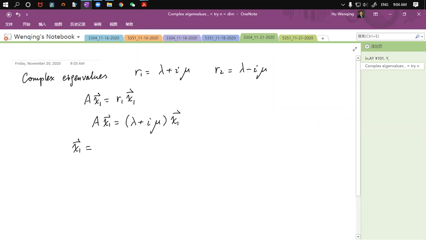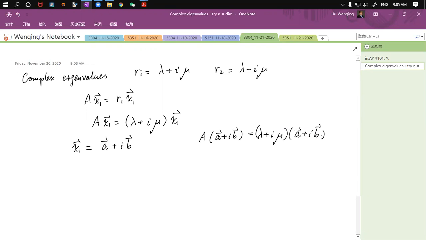How do we express a complex vector? A complex vector simply means that each component of the vector is a complex number. So you can write it with a real vector a and a real vector b; it has a real part and an imaginary part, each represented as a vector. So let x1 be equal to a plus i b. Is that good for everybody? Okay, so you look for A multiplied by a plus i times b, which is equal to lambda plus i times mu multiplied by a plus i times b. That's the case for x1.